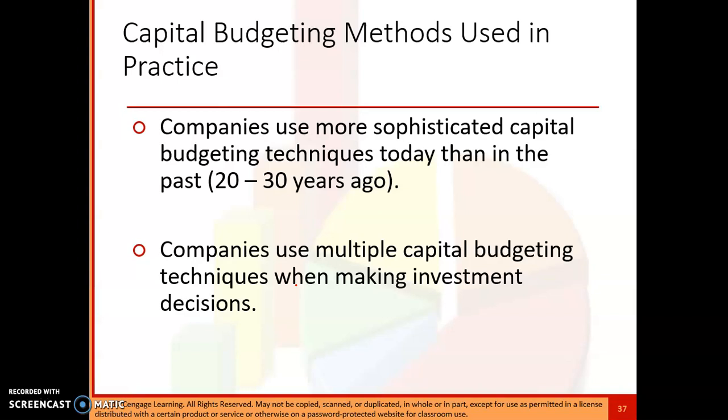So companies use multiple capital budgeting techniques when they're making investment decisions. They may use discounted payback period, net present value, and modified internal rate of return, all to see, if they're evaluating multiple projects, whether they might get multiple answers as far as which projects they would take, and so forth. So that's the conclusion of Chapter 9.